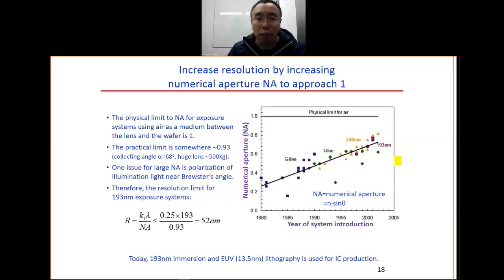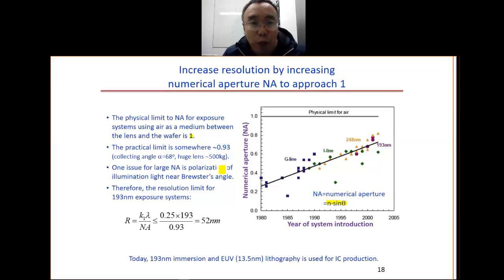So now let's get back to the numerical aperture again. We know the numerical aperture is given by n sin theta. For the case of exposure in air, n equals 1, so the upper theoretical limit is 1. In practice, the limit is somewhere about 0.93. This corresponds to the case of theta equal to 68 degrees.